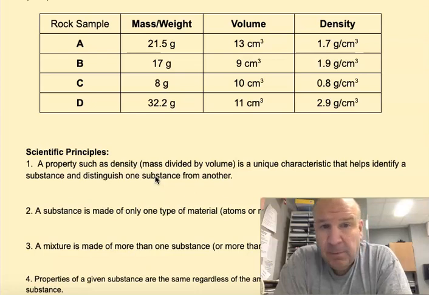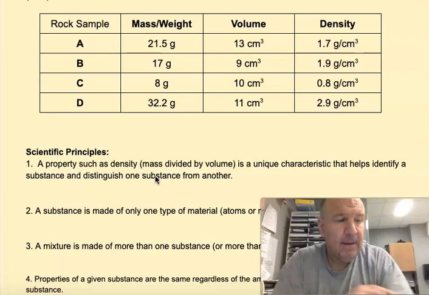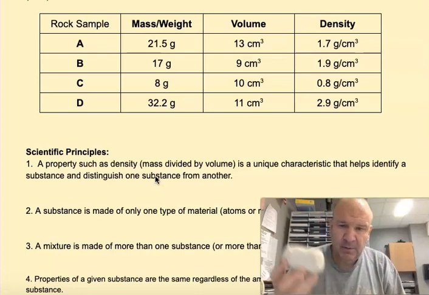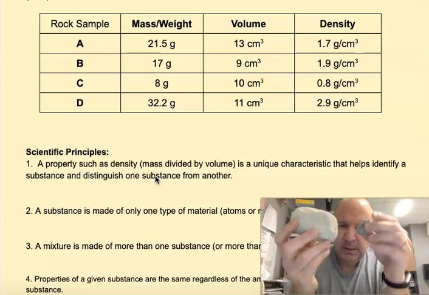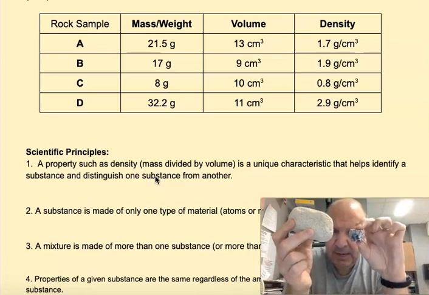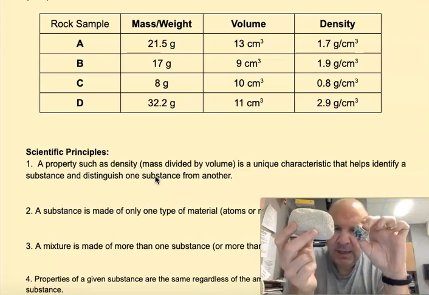Now, here's the problem with a lot of your CERs, and this is why I'm showing you the picture. Let me show you that right away. This is a piece of pumice. This is a piece of granite. Which one do you think has more mass?